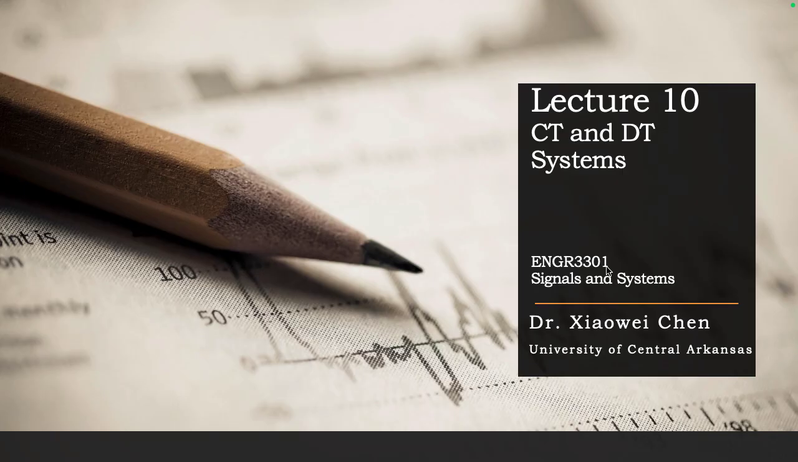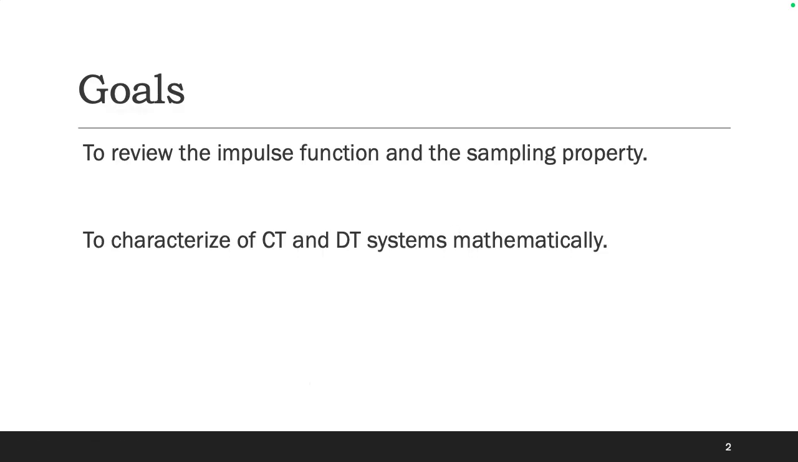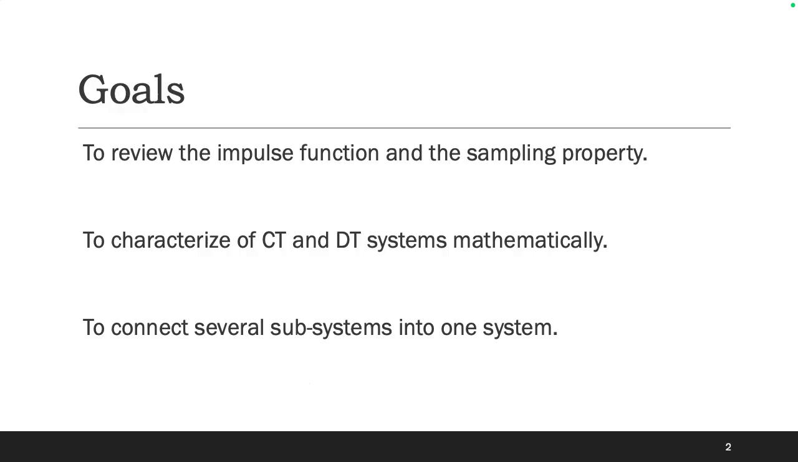Today, we will finish talking about unit step and impulse functions, and then we will talk about the CT and DT systems. Let's check today's goals. Firstly, we will review the impulse function and the sampling property, and then we will try to characterize the CT and DT systems mathematically, and then we will try to connect several systems into one system.